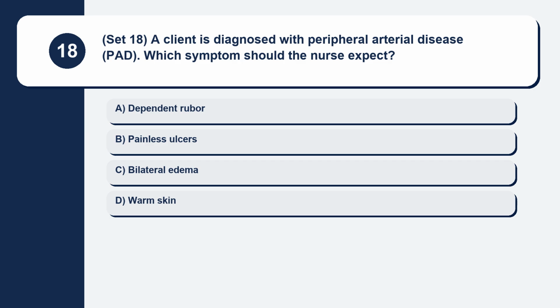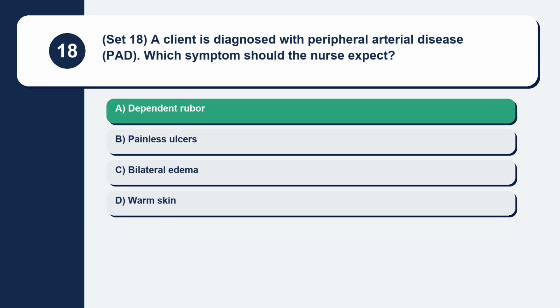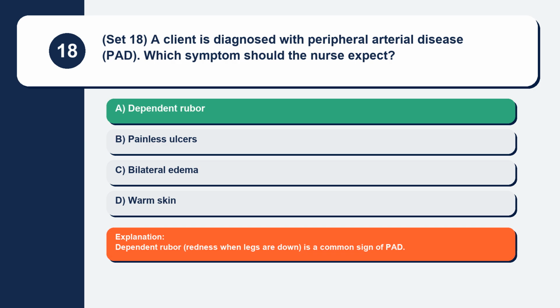Question 18. Set 18. A client is diagnosed with peripheral arterial disease, PAD. Which symptom should the nurse expect? Dependent rubor, painless ulcers, bilateral edema, warm skin. Dependent rubor, redness when legs are down, is a common sign of PAD.